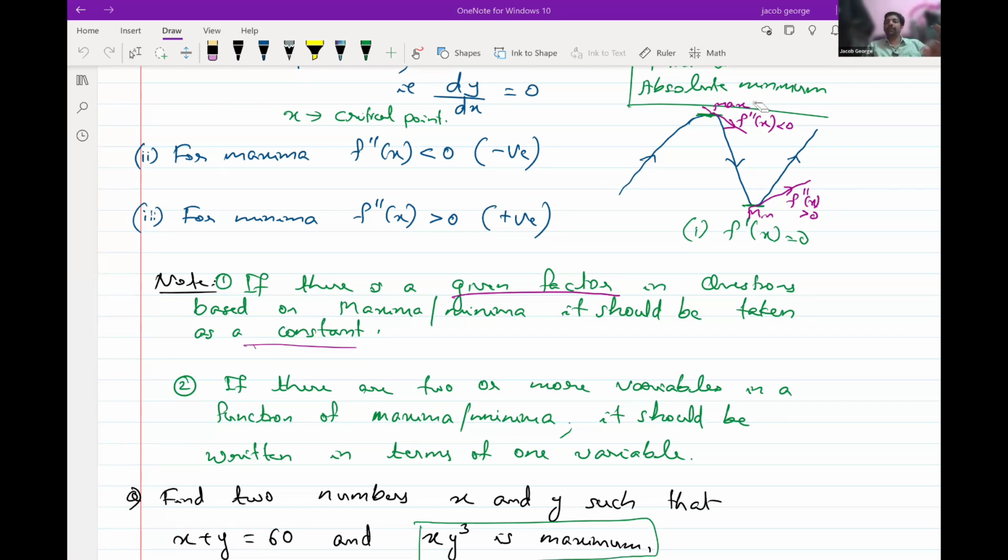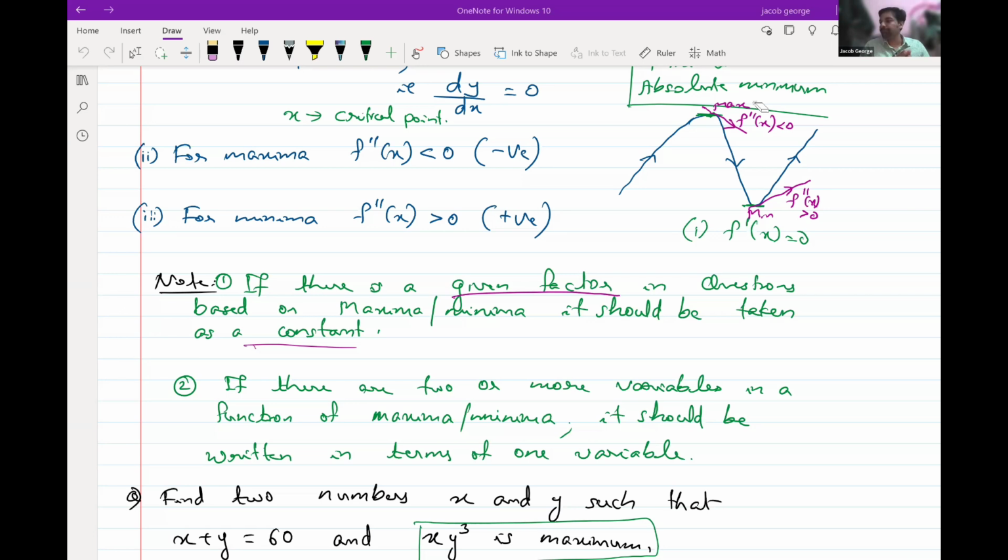So that word will be there in some questions. Given slant height, in cone questions it is there, based on cone, given slant height is there. So you took slant height as a constant. So given factor, if it is there in a question based on maxima or minima, point number 1, it should be taken as a constant. Clear? It should be taken as a constant.